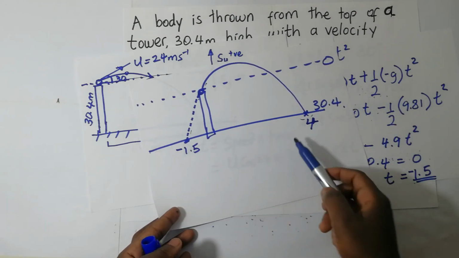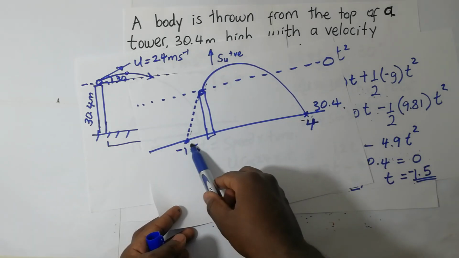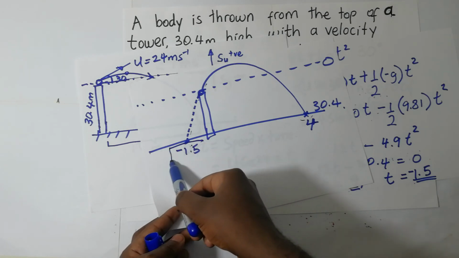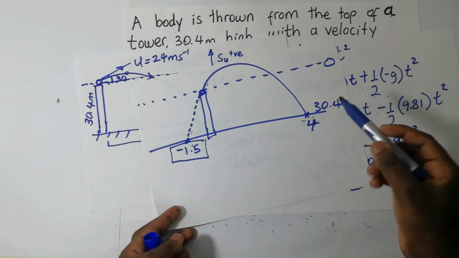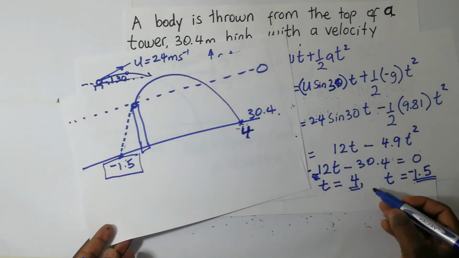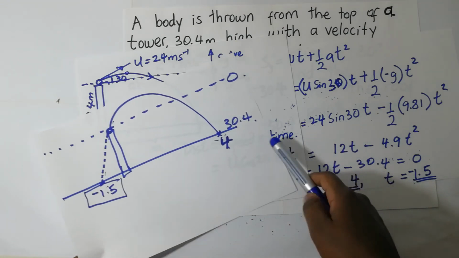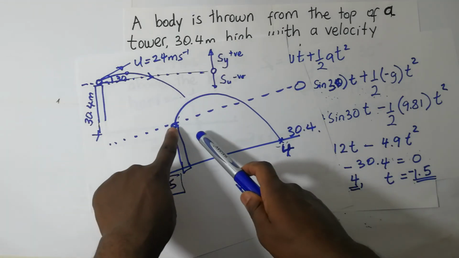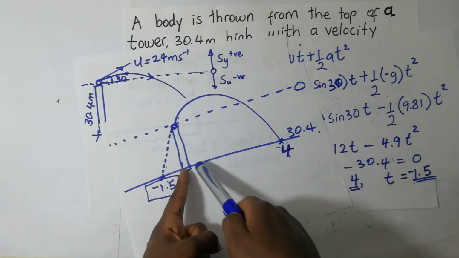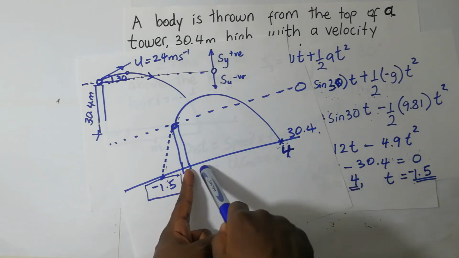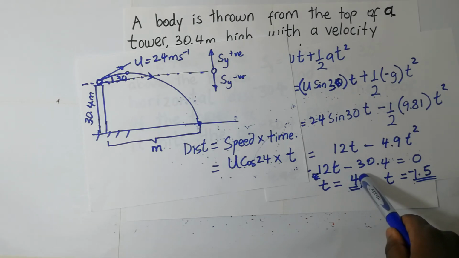So between the two, we are interested in the time taken for this particle to hit at this point, not at that point. And besides, negative 1.5 as a negative time is not realistic. So we take the higher value here, which is 4 seconds. So it means our value of t here is 4 seconds. It's the time taken for the particle to move from here to there, to cover this horizontal distance. So our value of t is 4. It's what we are going to take.